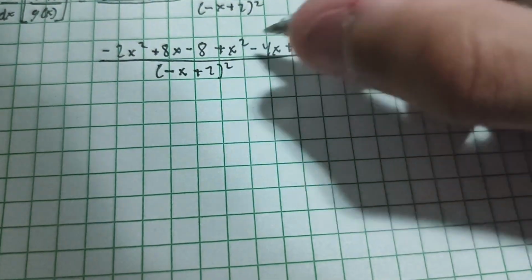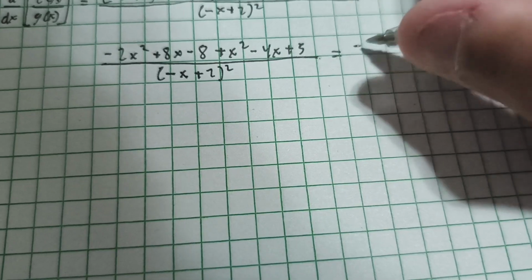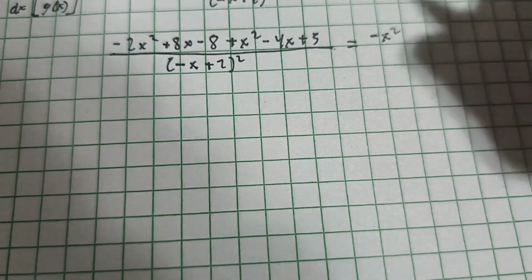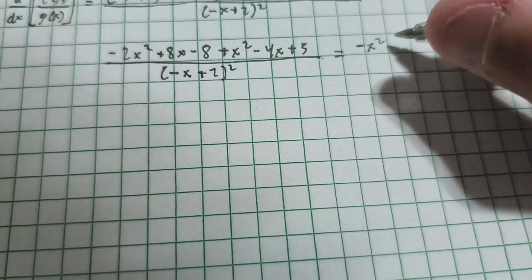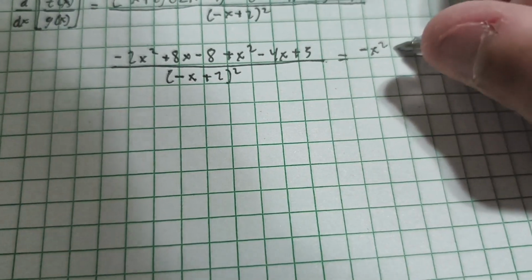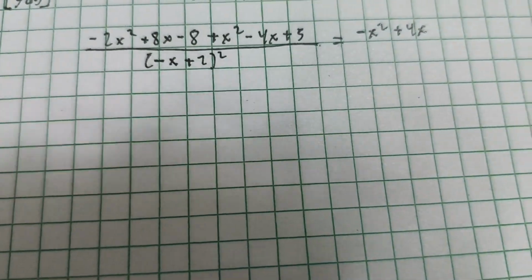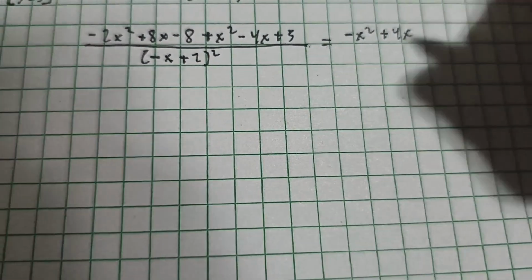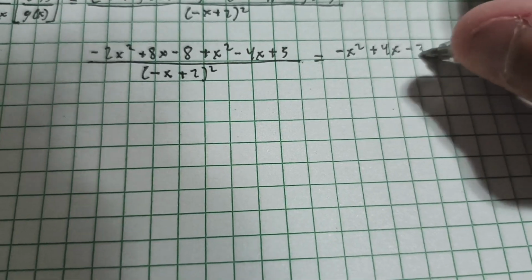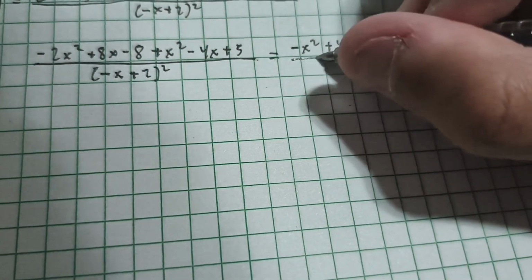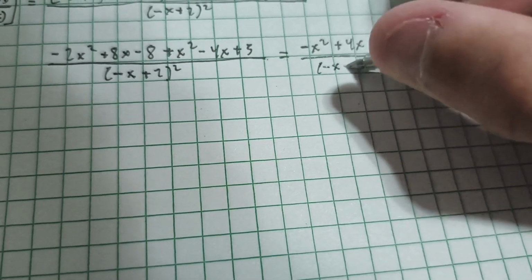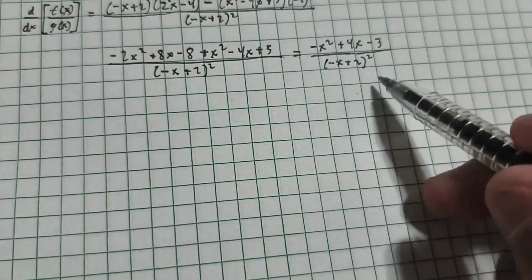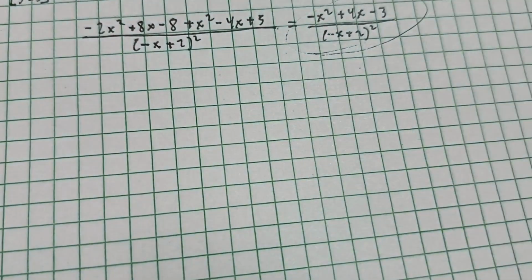Negative 2x squared plus x squared, that is negative x squared. And then 8x minus 4x, that would be plus 4x. Negative 8 plus 5, that is negative 3. And that's all over negative x plus 2 squared. This can be our final answer now.